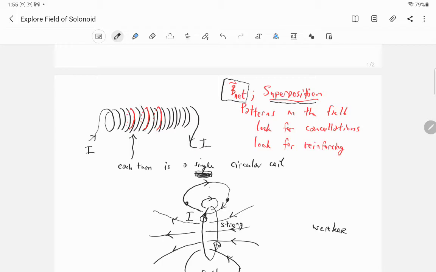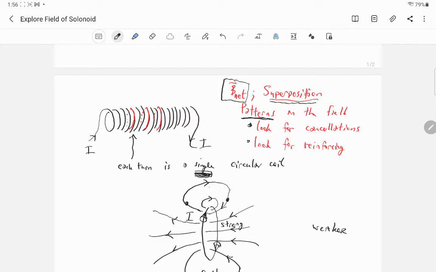Here's a middle coil, here's a coil on the right side, some distance away, and a coil on the left side, some distance away. What I'm going to do is exploit patterns, using some symmetry arguments to look for cancellations of field, where the arrows seem to point in opposite directions, and look for reinforcements of the field, where the arrows seem to point in the same direction instead. When they point in the same direction, they add in a constructive sense. And when the arrows point in opposite directions, they add in a destructive sense.